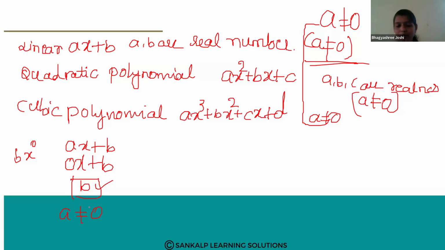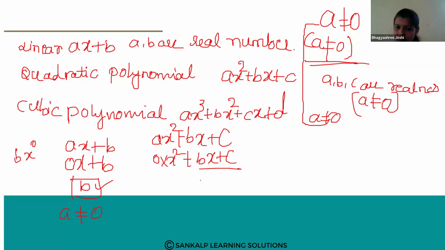Next, check for quadratic polynomial. Ax square plus bx plus c. If a becomes 0, what will happen? 0 into x square plus bx plus c. 0 into x square is 0 only. What remains? Bx plus c. So, do you think bx plus c is a quadratic polynomial? Idu quadratic polynomial agatta? Yes. Yes, dear students, think, is it a quadratic polynomial?